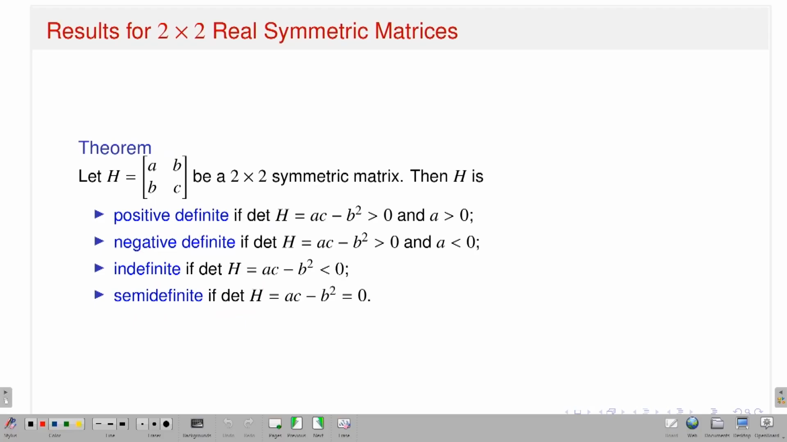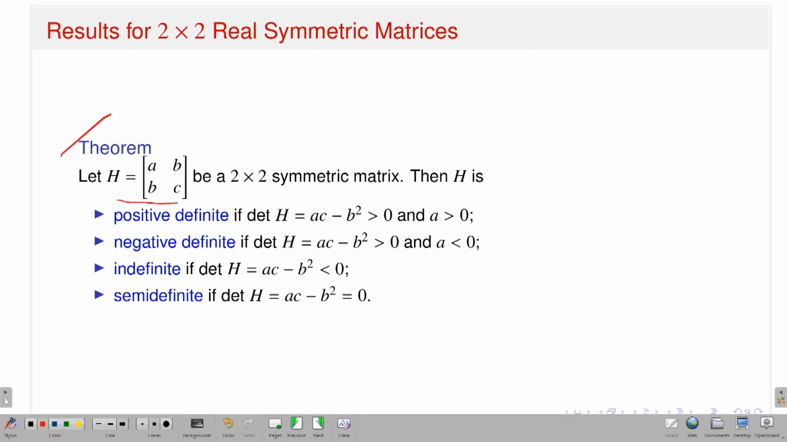Okay, in particular, if I have a 2 cross 2 real symmetric matrix, then you can also talk about positive definite, negative definite, indefinite and semi-definite in terms of the determinant of the matrix, because the determinant you can easily calculate as it's a 2 by 2 matrix, along with the sign of the elements involved in that matrix. You can talk about positive definite, negative definite, indefinite and semi-definite. So that's, I wrote it as a theorem.